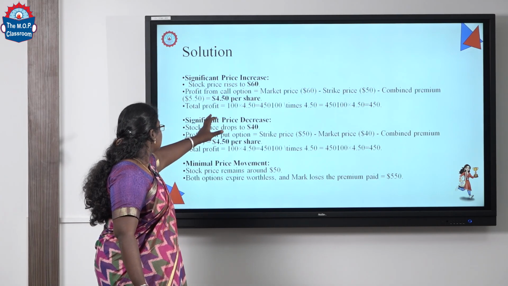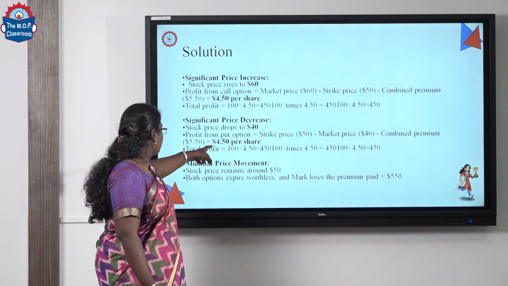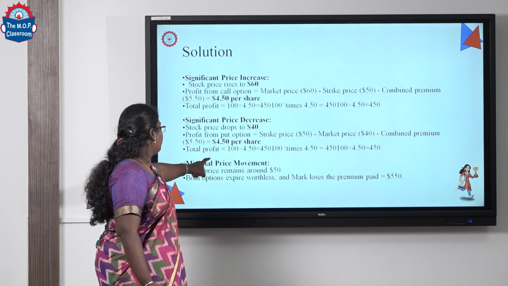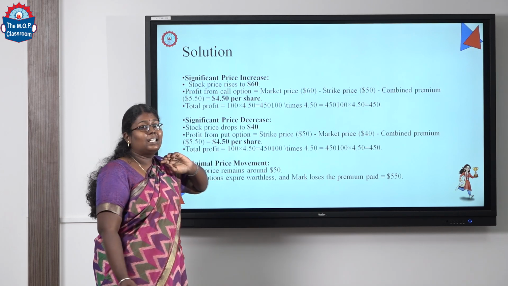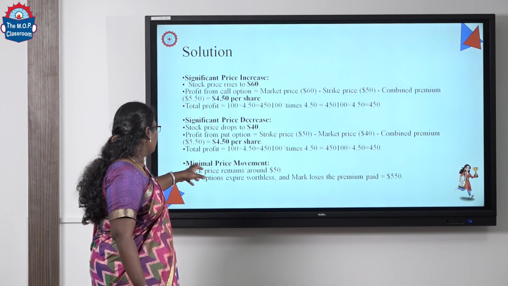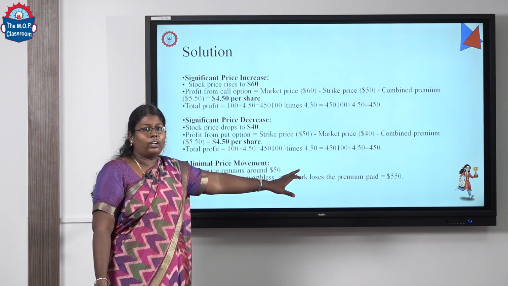When there is a significant decrease, he can use the put option to sell the securities to the other party at a value of rupees 50 to get the gain. If the price is equal to the strike price and there is no movement, then he won't use the contract. He has to incur a loss of rupees 550 only.